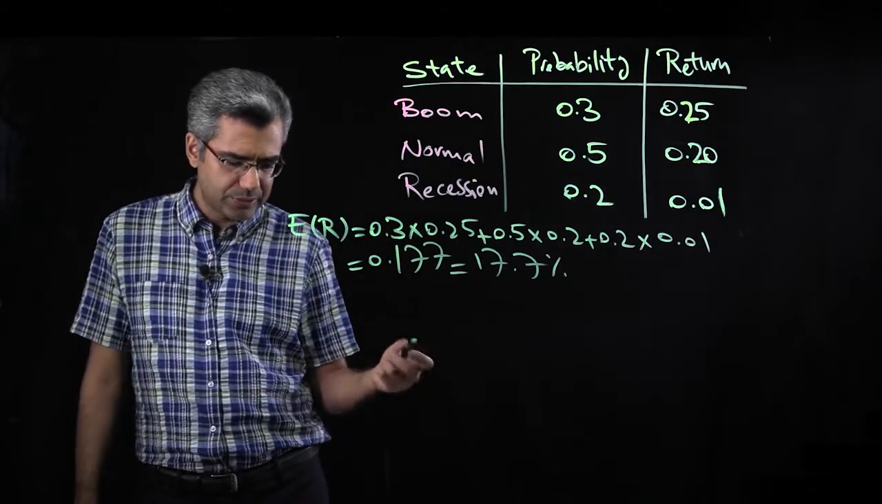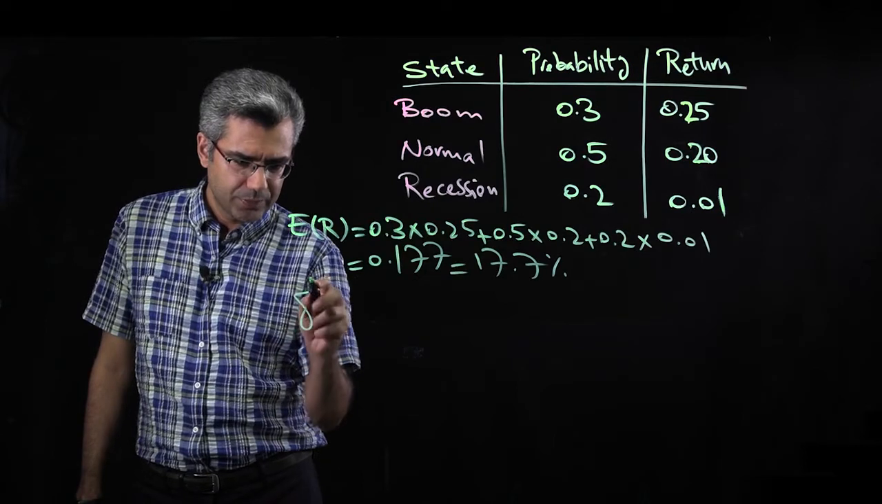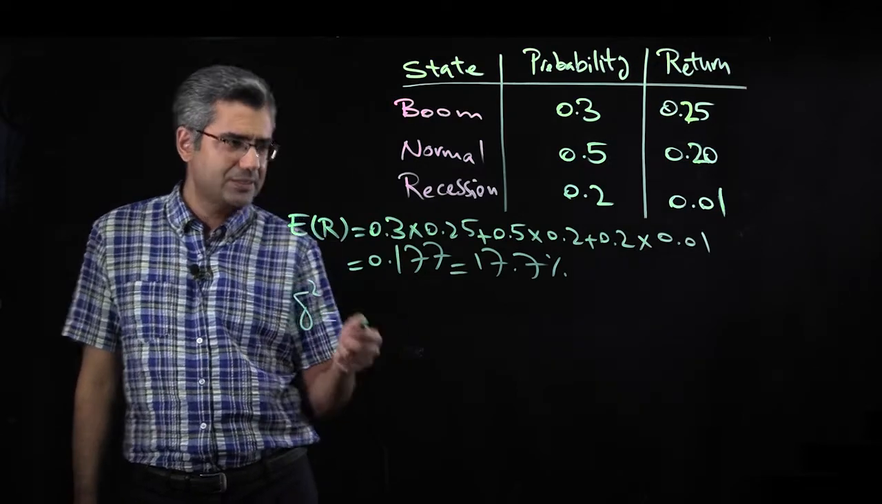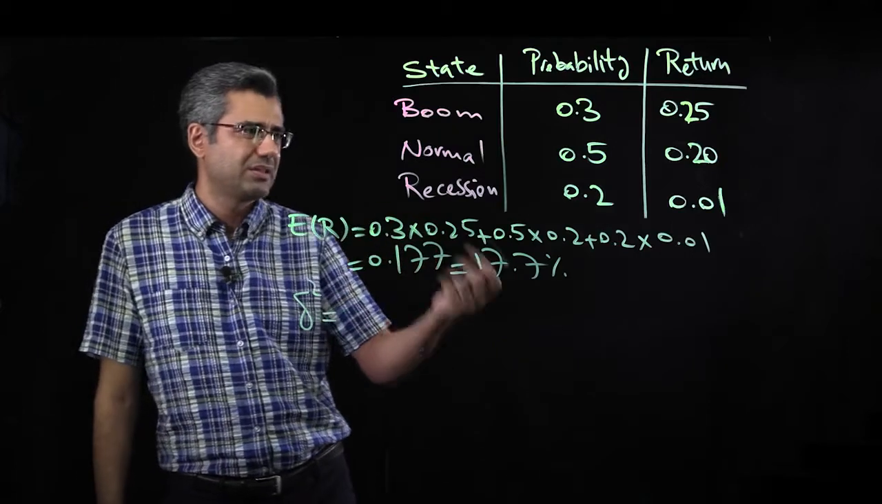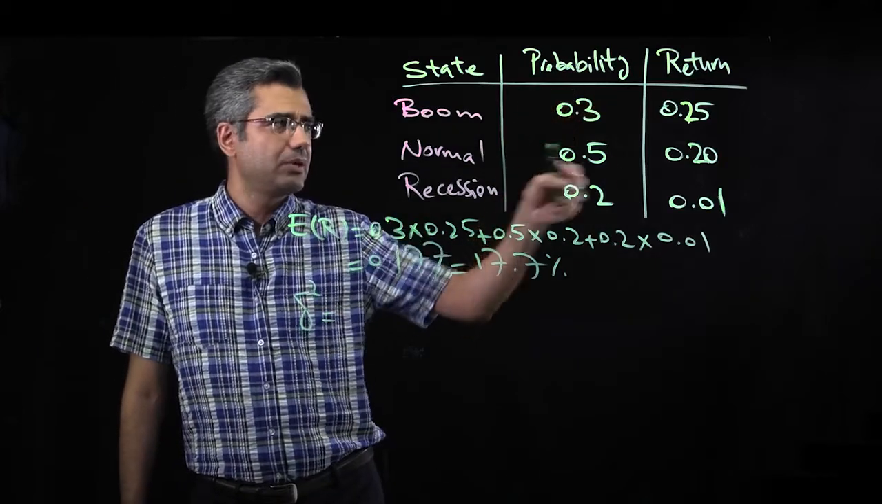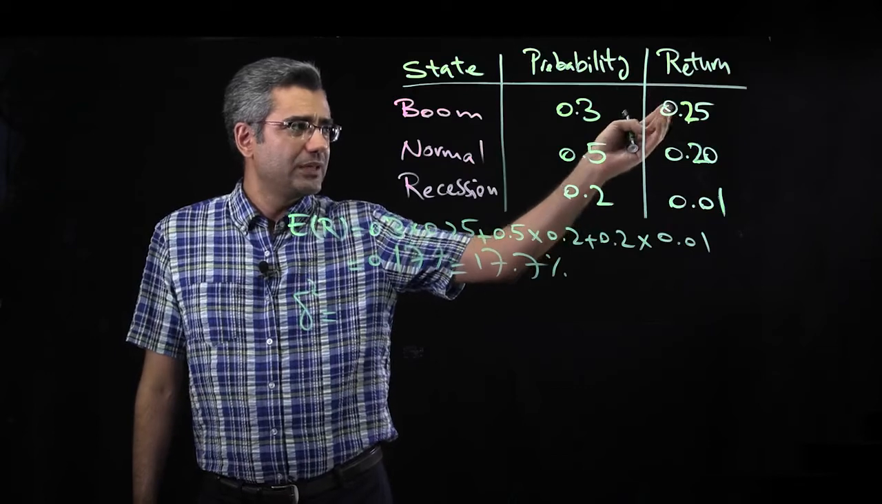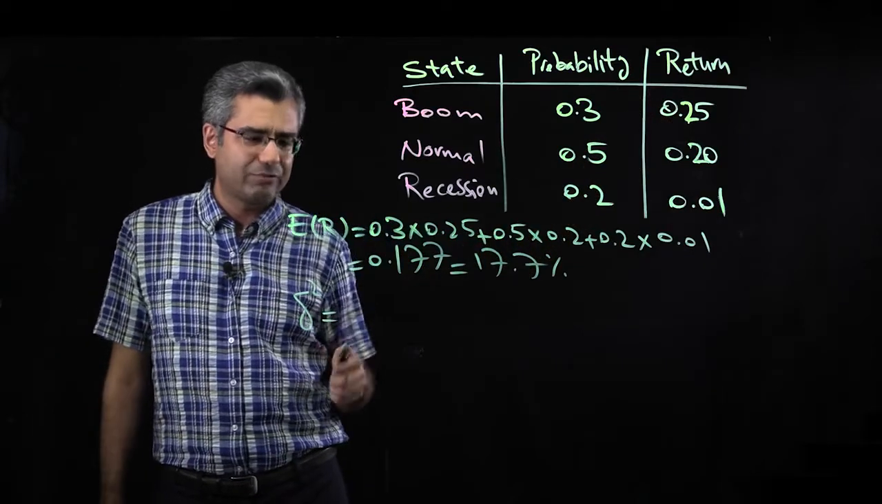Now, what about the risk? For risk, first we compute variance. And the variance, again, the formula is a bit ugly, so I suggest you just follow my method. The method is very easy. The chance multiplied by the distance between each return and the average return.